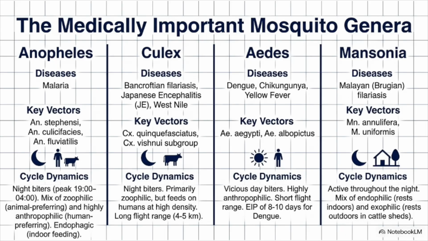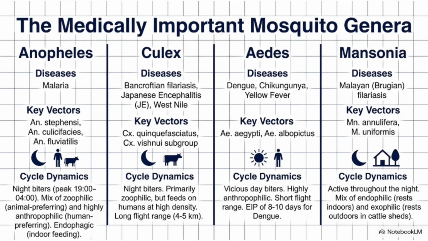There are 4 medically important mosquito genera. Anopheles transmits malaria through key vectors like Anopheles stephensi, Anopheles culicifacies, and Anopheles fluviatilis. These are night biters, peaking between 7 pm and 4 am, showing a mix of animal preferring and human preferring behavior, and they feed indoors.